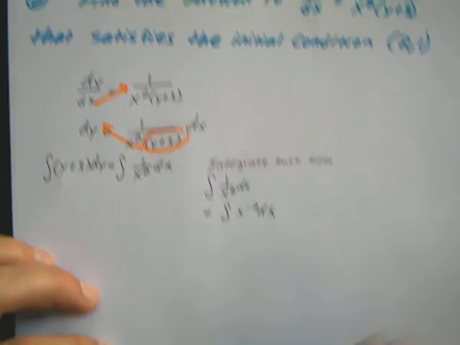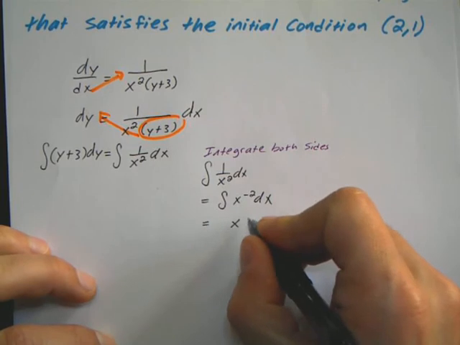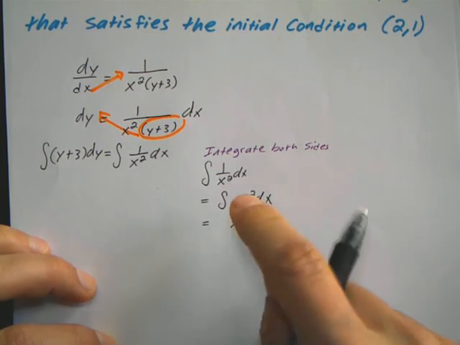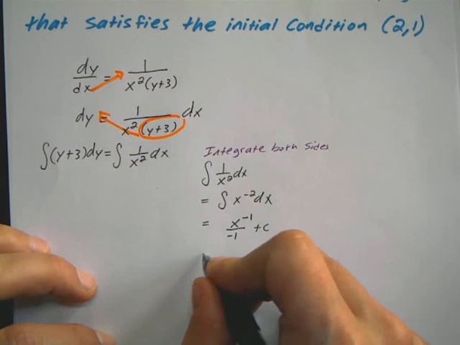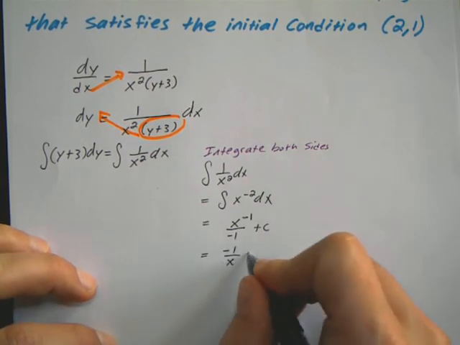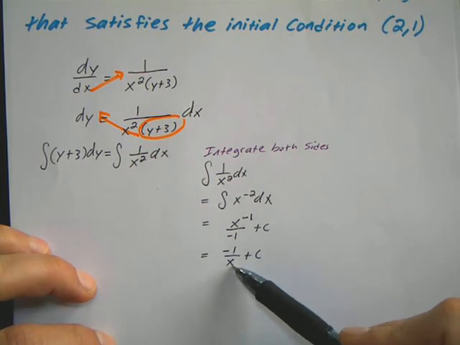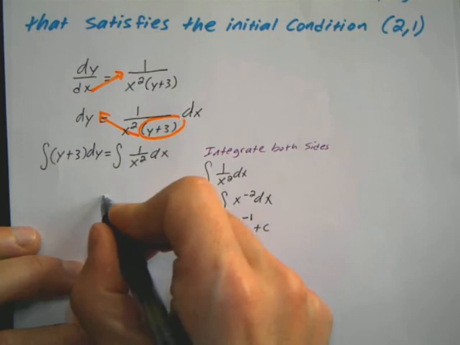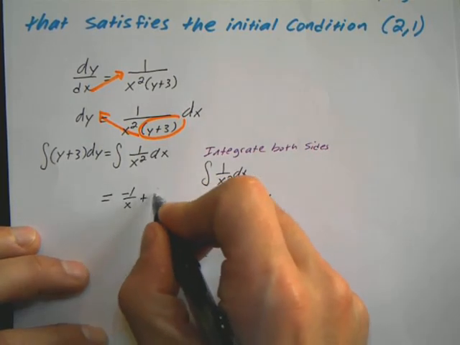And this is going to require the power rule. So you add 1 to the power, so it's going to be negative 1, all over negative 1 plus c, which simplifies to negative 1 over x plus c. The negative exponent drops it on the bottom, and you have a negative constant, so it's negative 1 over x. So this over here is negative 1 over x plus c.